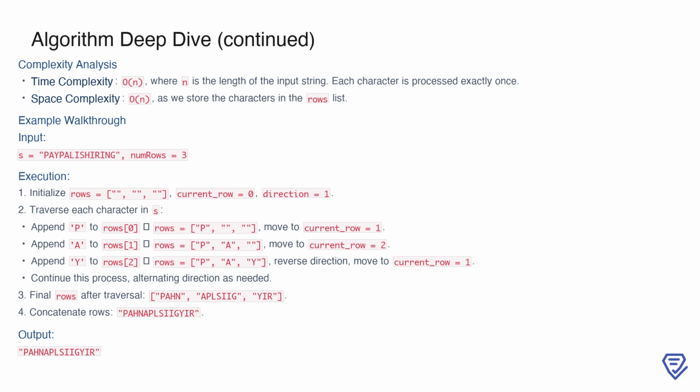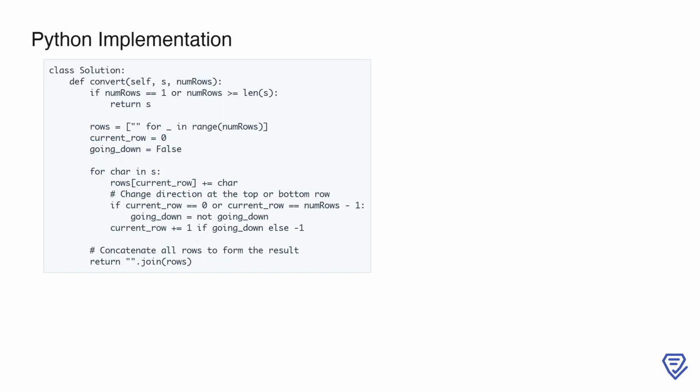After processing all characters, the rows become PHN, APLSIG, YR. Concatenating these rows produces the final output, PHNAPLSIGYR. This implementation solves the zigzag conversion problem efficiently.